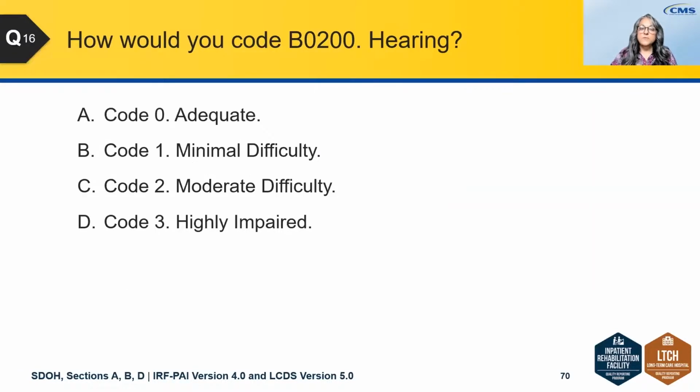So how would you code B0200 hearing based on that scenario? Would you choose A, code 0, adequate, B, code 1, minimal difficulty, C, code 2, moderate difficulty, or D, code 3, highly impaired? I'll give you a few seconds on this one.